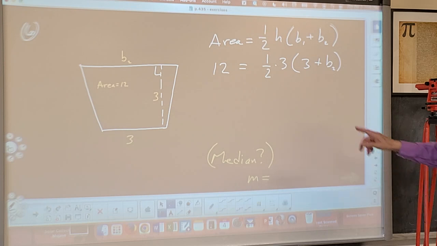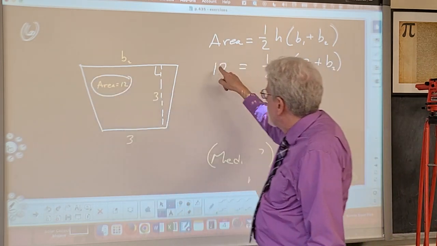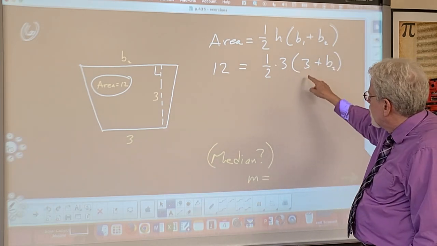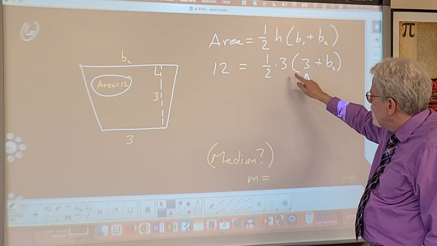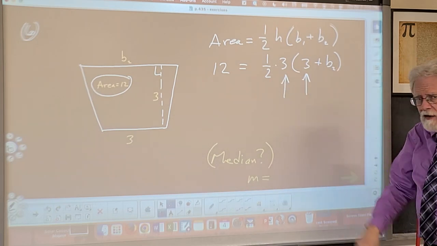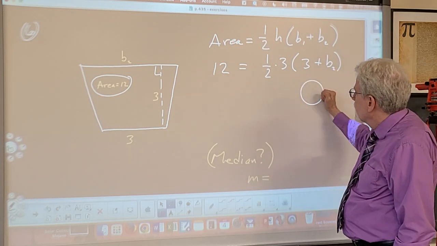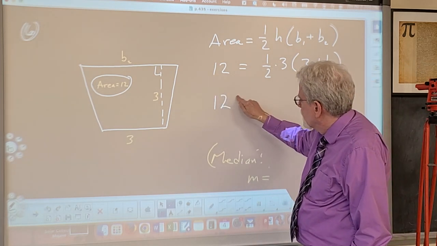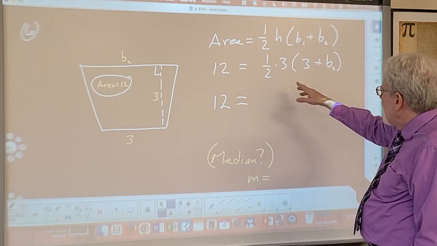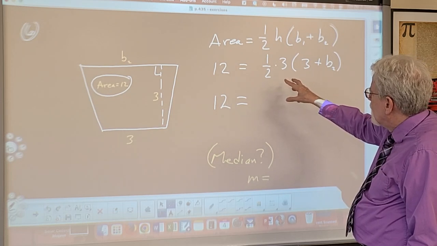So this time, we're told the area is 12. Thank you very much. Right there, we're given the area is 12. And we have one of the bases, and we have the height. What we don't know this time is the other base, B2. So what do we do? Well, let's just dive in. This is a little bit painful. Let's do this a piece at a time.